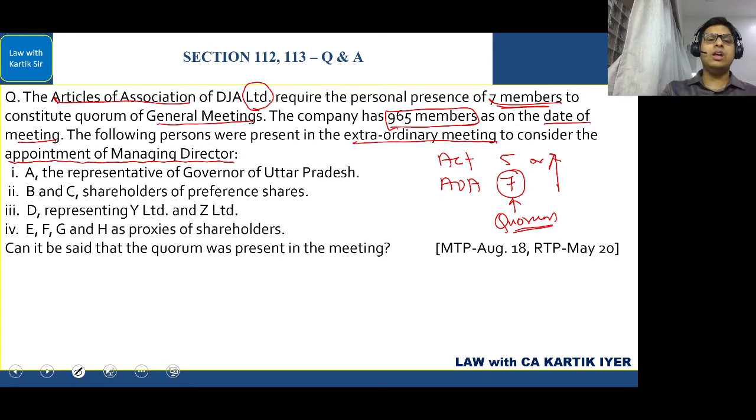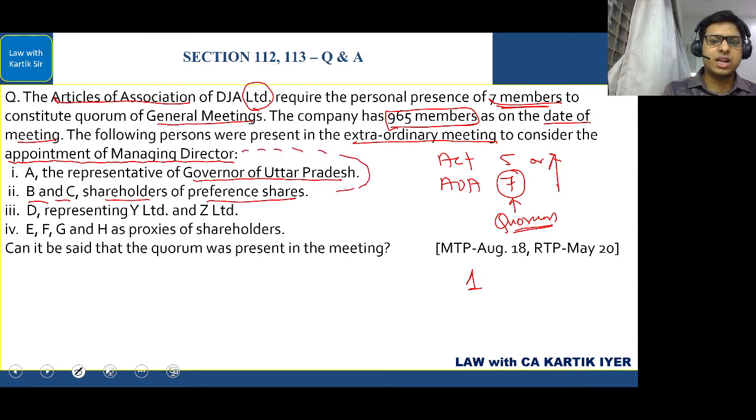Okay. Now let's see who has come and who has not come. A, the representative of governor of UP, will he be counted in quorum? The answer is yes. So I'm just writing here 1. He'll be counted as 1 person. B and C, shareholders of preference shares. Now see, the discussion matter is in relation to the appointment of managing director. Is the preference shareholders' interest directly associated with the appointment of managing director? The answer is no, it is not. So preference shareholders in this case will not get the right to vote.